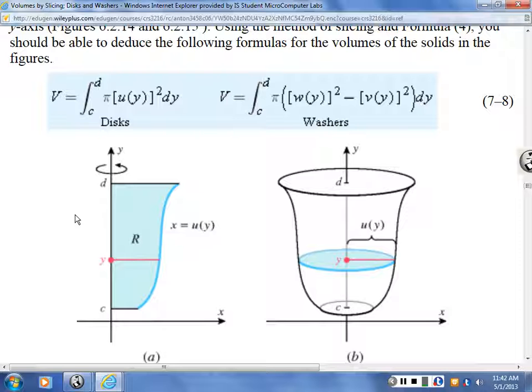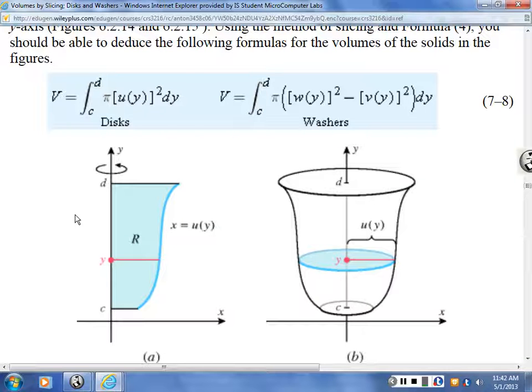Okay. So we've been focusing on the x-axis, but we can do the exact same thing in terms of the y-axis. So our cross sections are going to be perpendicular to the y-axis, so our differential length is dy. And we're going to integrate from c to d, so we need to make sure our function is a function of y. But here this is going to be a disk, right? Because the shaded area touches our axis of rotation. So we have a full disk.